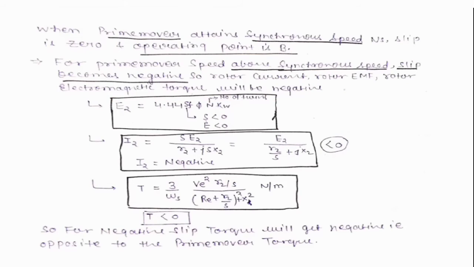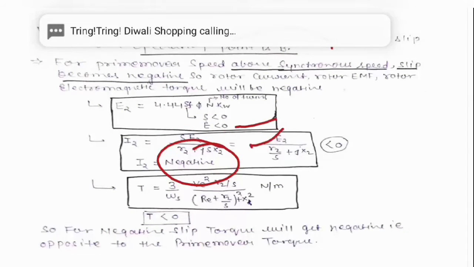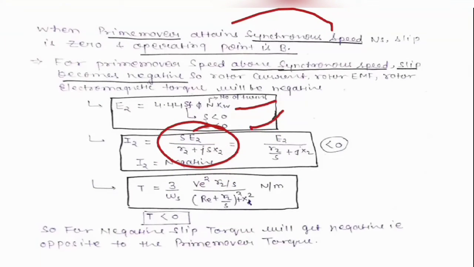What is negative actually? E is negative, as I told earlier, because slip is negative. I is negative because I = SE2 / (R2 + jSX2), so if S is negative, the current is negative. If S is negative, the torque is negative. So with speed above synchronous, slip is negative, and the torque becomes negative, opposite to the prime mover torque.